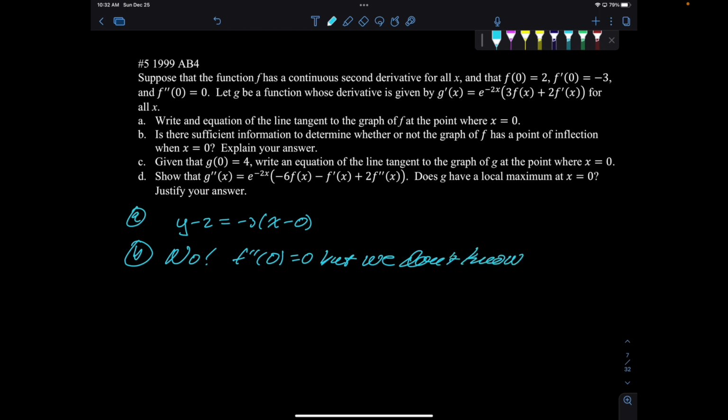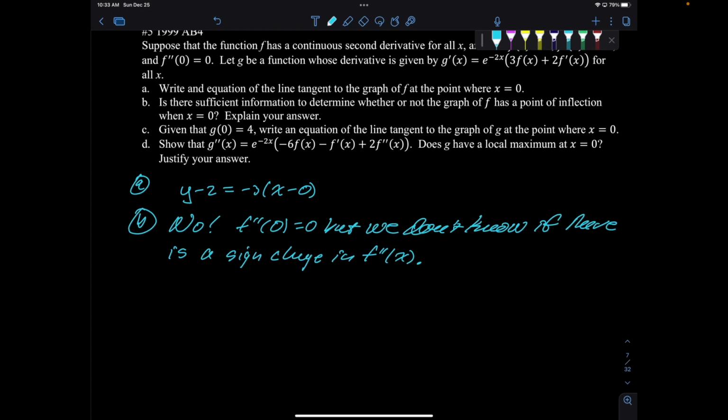My handwriting is not good. If there is a sign change in f double prime. If I had good handwriting, I would have written like, although we know that f double prime of 0 is 0. But no, there's not enough information. For a point of inflection, you need to have a sign change. Actually, you don't even need f double prime to equal 0. You just need f double prime to have a sign change. F double prime could not exist, and you could have that.